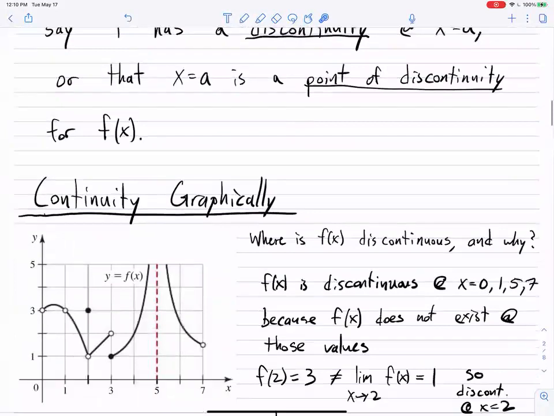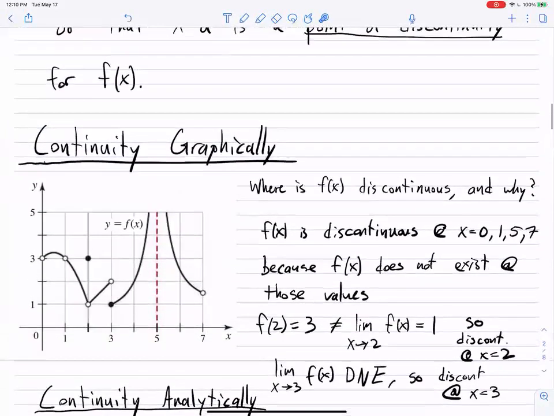So what is continuity graphically? Let's take a look at an example similar to that one, and look at where the function is discontinuous. Where is f discontinuous and why? It's discontinuous here because the function value does not exist. It's discontinuous here because the function value and the limit are not the same thing. It's discontinuous here because the limit does not exist.